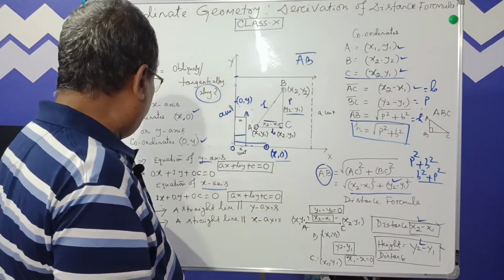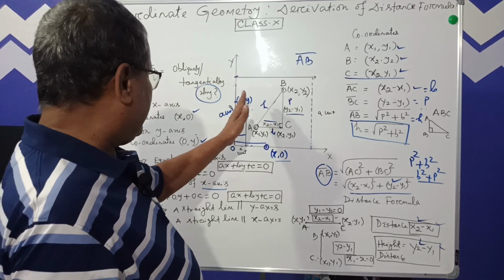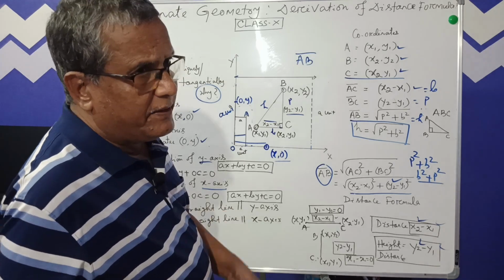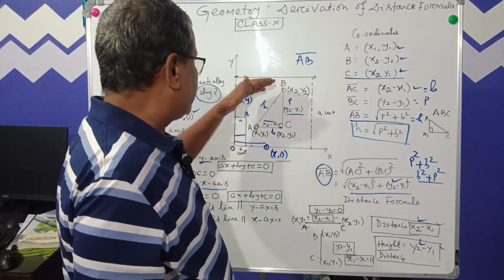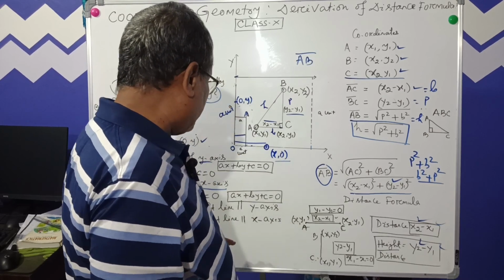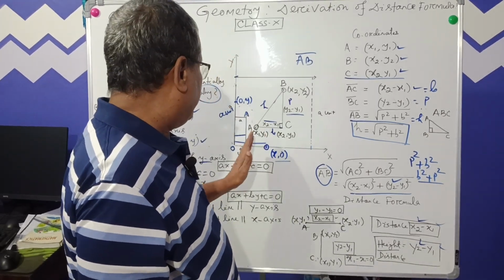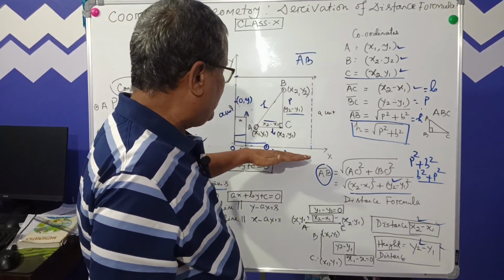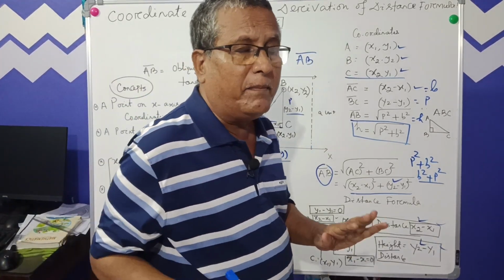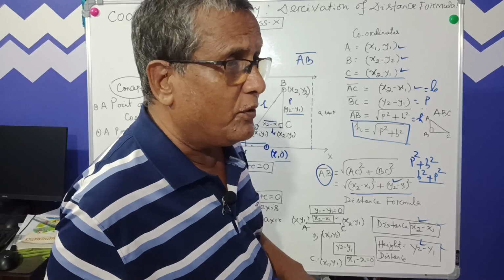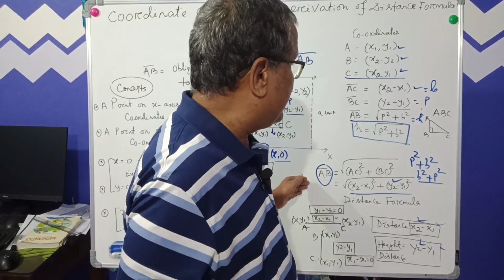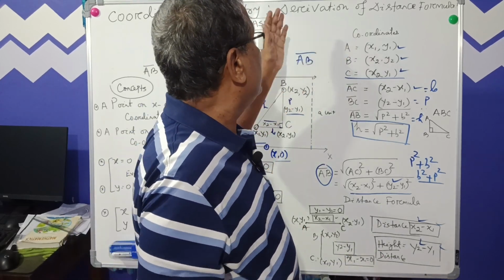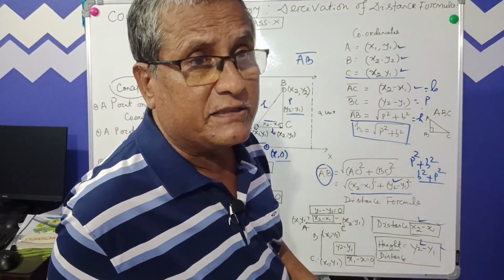So this is important. When x is a units, it is a straight line parallel to the y-axis, and if y is a units, it is a straight line parallel to the x-axis. Here the line is parallel to the y-axis and this line is parallel to the x-axis. These are the major concepts you have to remember and apply in finding solutions to problems on the distance formula.